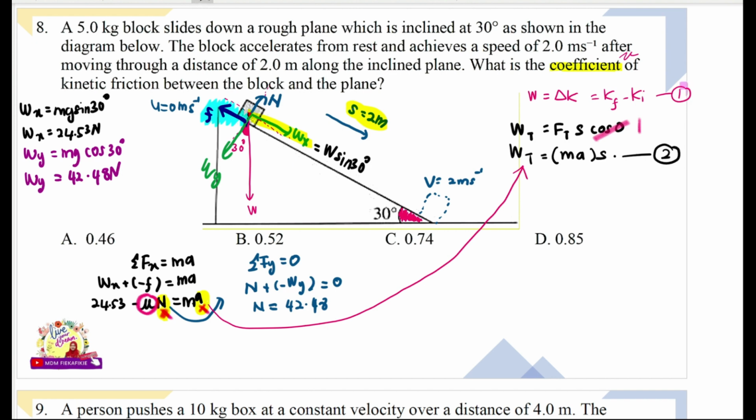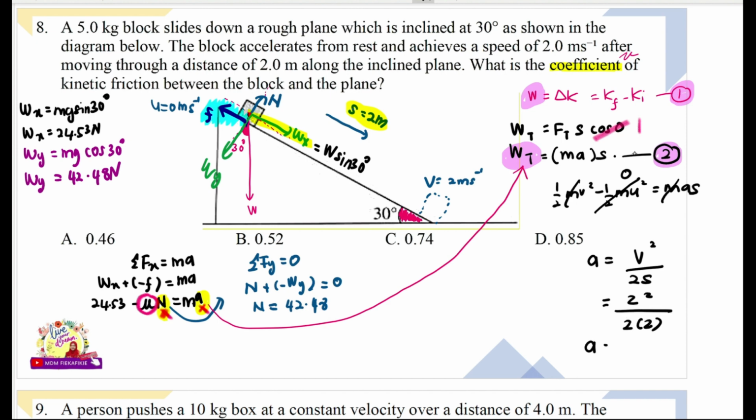Okay, so daripada first equation and second equation, dua-dua ni adalah W. So you boleh cari a. K final minus K initial: half mv squared minus half mu squared equal to maS. Okay, ni kosong. So m ni you boleh cancel. Lepas tu kita boleh cari a, where a is equal to v squared over 2S. Cari dulu v dia berapa tadi. v dia 2, S dia adalah 2. So a you akan dapat 1 meter per second squared.